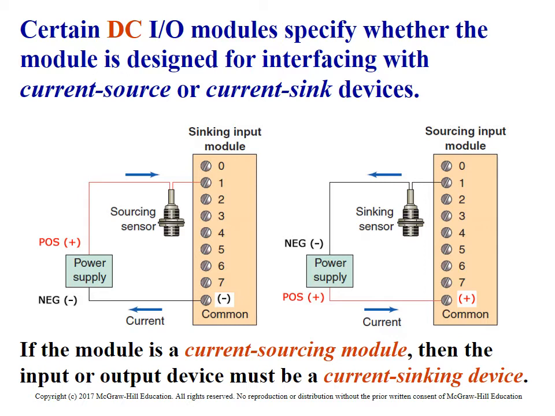Sinking and sourcing. As you can see, all they're doing is flip-flopping the positive and negative. See how the common over here is tied to negative here? This is called the sinking module. And when the positive is tied to the positive side of the common, that's called a sourcing module. The key is you've got to make sure that when you have a sinking module, you use a PNP sensor. When you have a sourcing module, you have to use an NPN sensor.